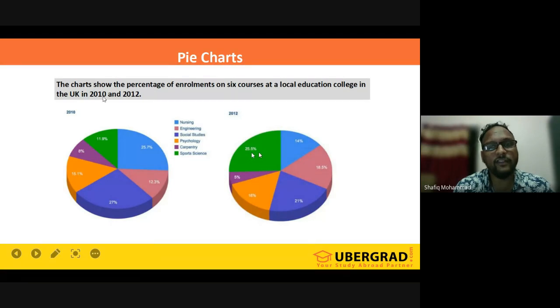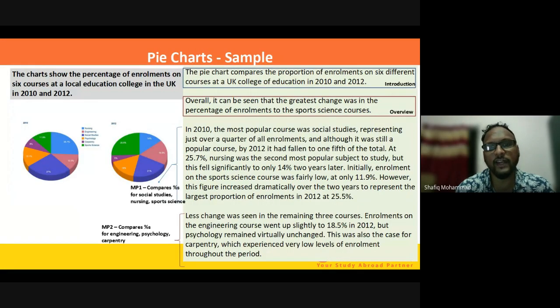By the end of 2012, obviously, sports sciences were the highest, isn't it? From 11.9% it went to 25.5%. So sports sciences were the highest. Okay, so we can also see that social studies were at a greater percentage, even in 2010 and even in 2012 also, right? Yes. So both we can write if you want to.